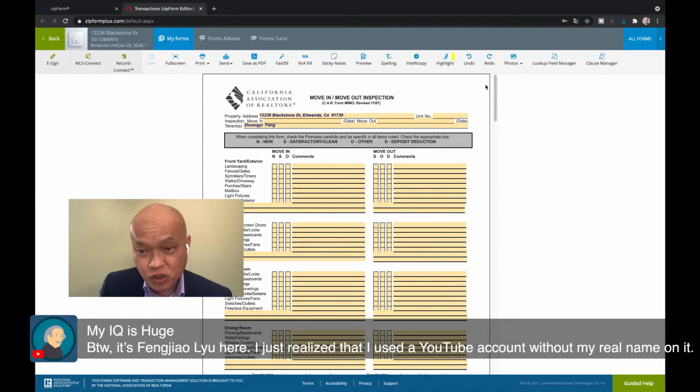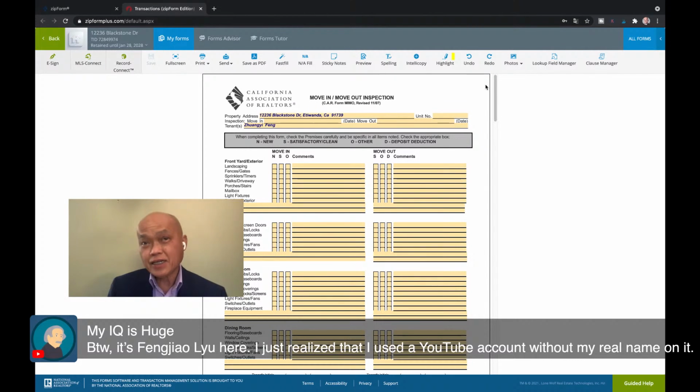because you need to make sure that the condition of the property before close of escrow and after close of escrow, and on the delivery date, would remain unchanged. And in order to do that, you need something to document the condition of the property. A move in, move out inspection form will be a good form to use.